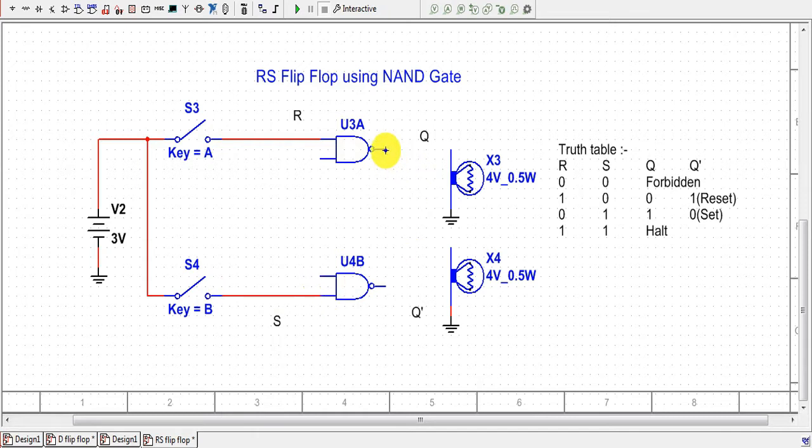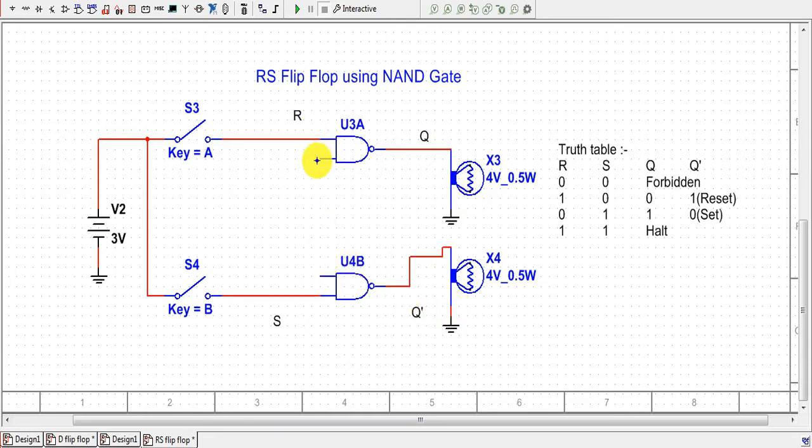Now we will connect the output terminal of the first NAND gate to one terminal of a bulb, and the second terminal of the bulb is grounded. We will connect the output terminal of the second NAND gate to one terminal of a bulb, and the other terminal is grounded. Now we will apply feedback.